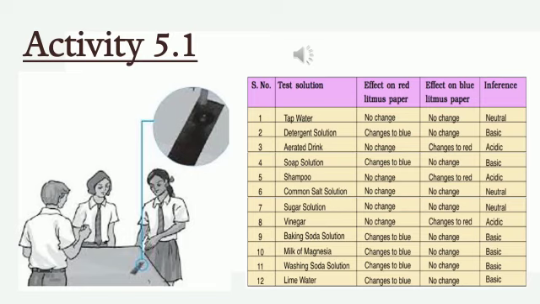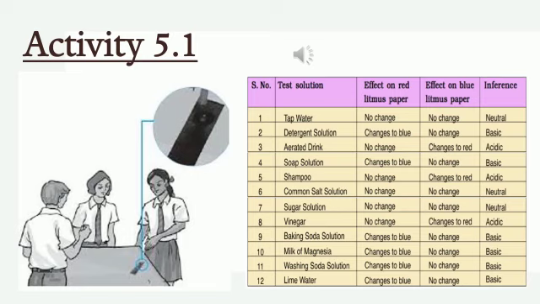That means what is the result? Yes, it is basic. If it is turning to blue, then it is said to be basic. What about shampoo? It reacts on a blue litmus paper, changing it to red. That means it is acidic. And what about common salt solution?